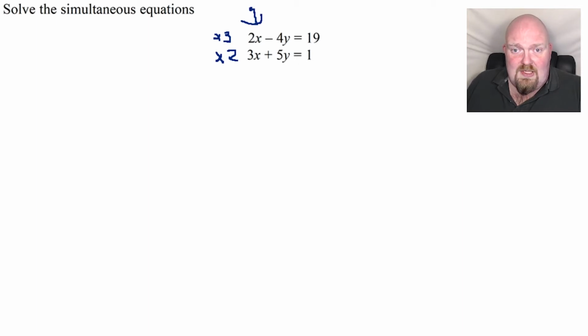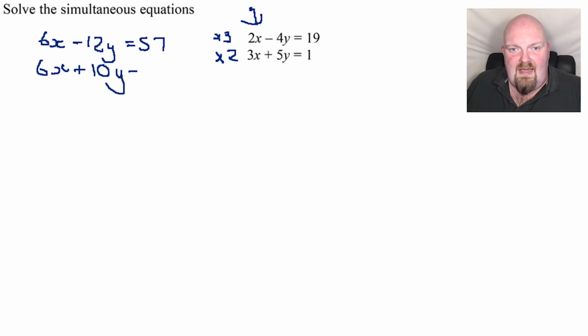So the top equation then, 2x times 3 is 6x, take away 4y times 3 is 12y, and that equals 19 times 3, 57. Then the second equation, 3x times 2 is 6x, plus 5y times 2 is 10y, and that equals 1 times 2, which is 2. Okay? Now that I've got these together, I can start to eliminate the x's and make my equation easier to solve.